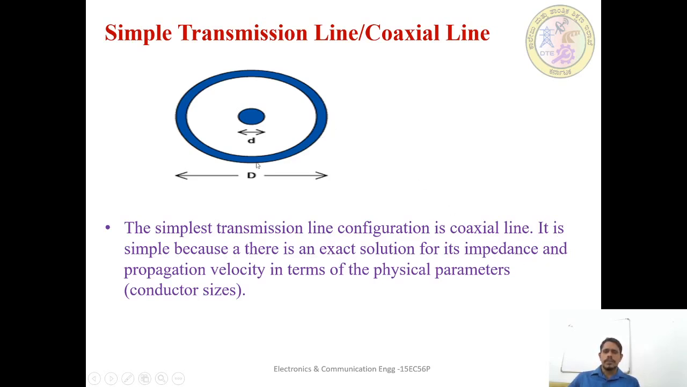Coaxial line provides an exact solution for the impedance mismatch. It will provide the matched impedance throughout the length of the cable, and the propagation velocity in terms of physical parameters. The propagation velocity of the signal through the entire length of the coaxial line is the same. It will not vary because the conductor size is the same throughout the length of the coaxial cable.